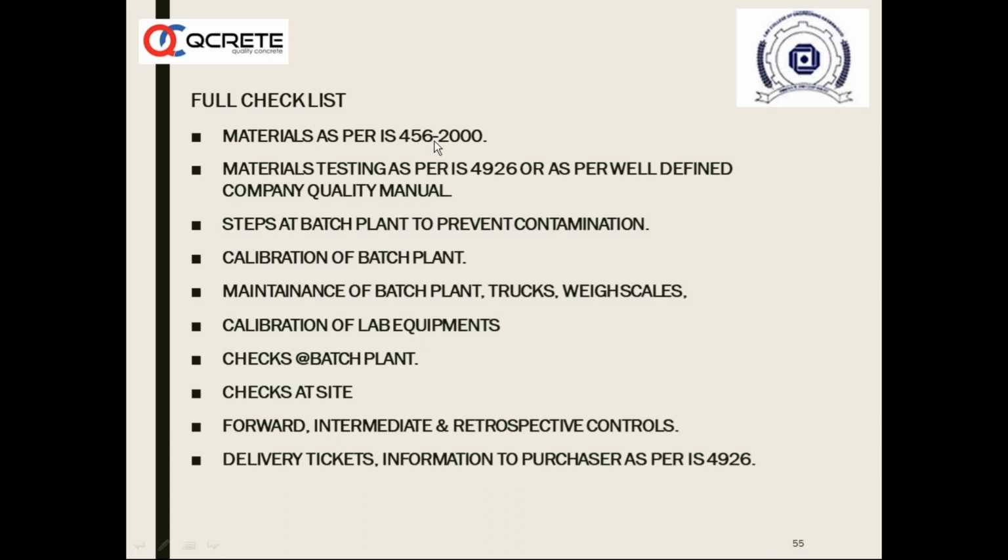So for example, materials as per IS 456 can be checked at the batching plant, material testing as per IS 4926 has to be checked, steps at the batching plant to prevent contamination, mixing should not take place, calibration at the batching plant, maintenance of the batching plant, calibration of lab equipment, checks at the batching plant, checks on site. A lot of checks have to be taken.